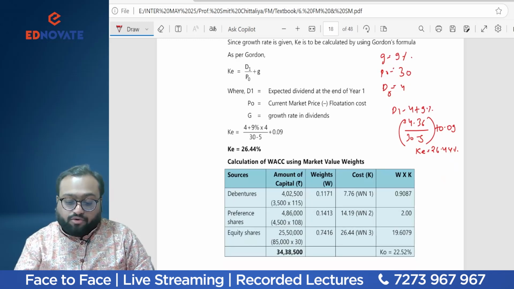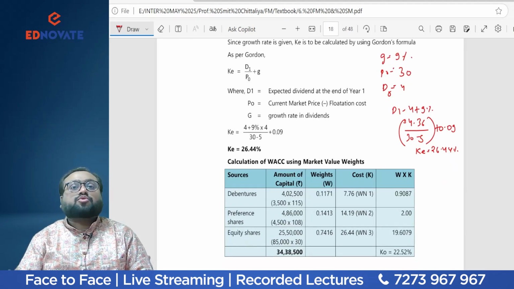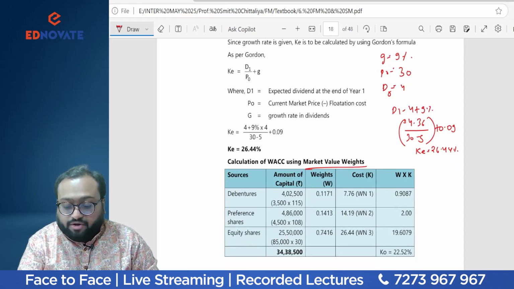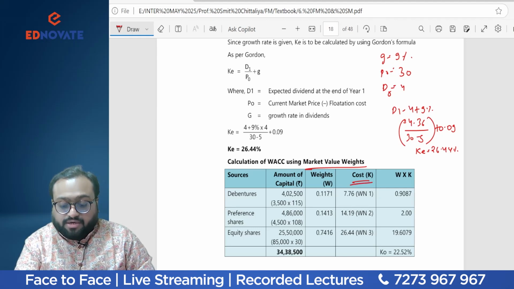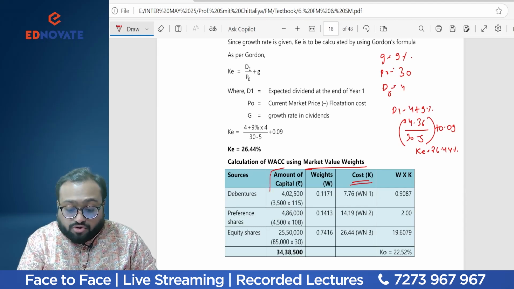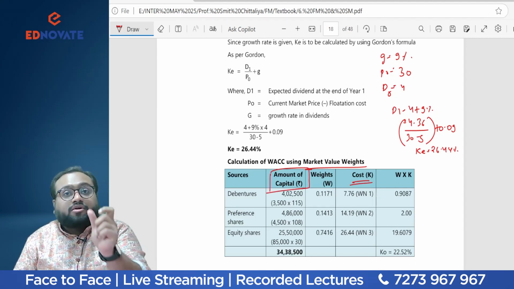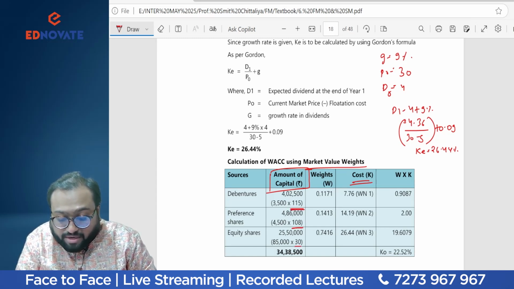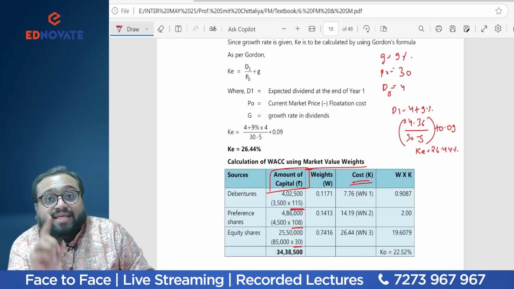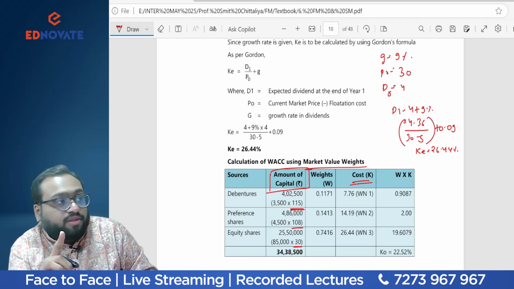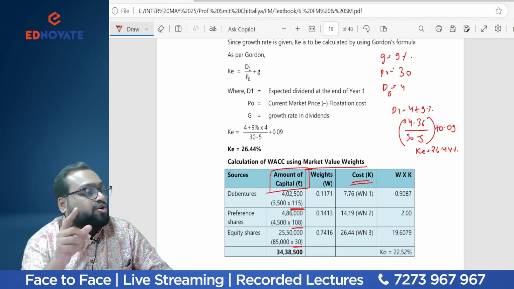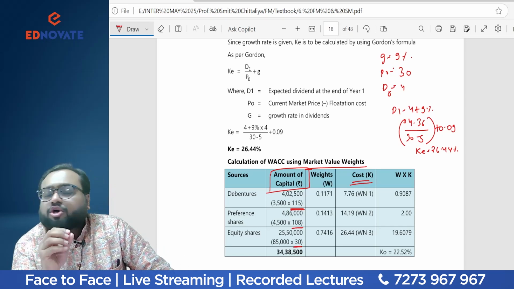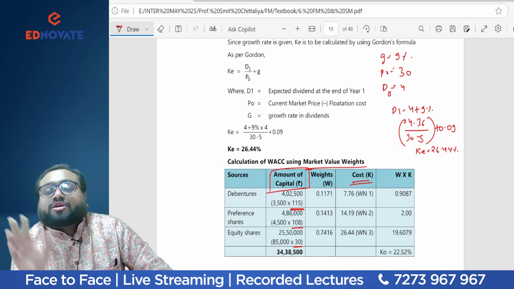And now you need to calculate the market value weights. Very simple to calculate market value weights. You have the cost percentage. Now how to find out the amount of capital? You find out the number of debentures and multiply with the market price. See, everywhere the market price or issue price has been taken, and in that you don't need to reduce the flotation cost. So be aware, students many a time make a mistake over here. They reduce the flotation cost. You don't need to reduce flotation cost anywhere.